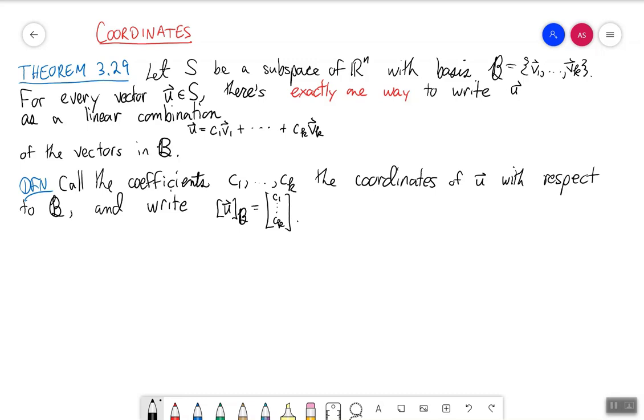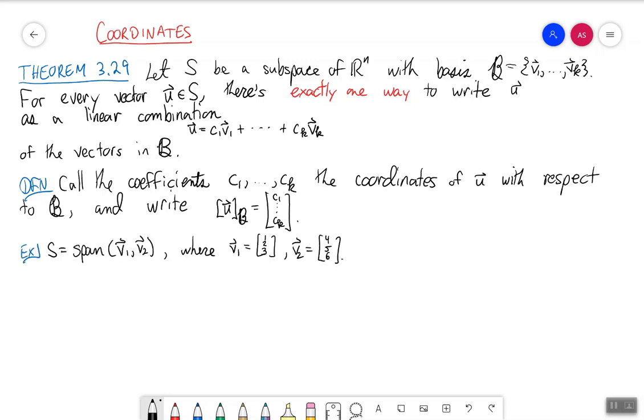We call the coefficients c1 through ck the coordinates of the vector u with respect to B, and write this with brackets around the u with a subscript B equals this vector. Let's look at a couple examples.